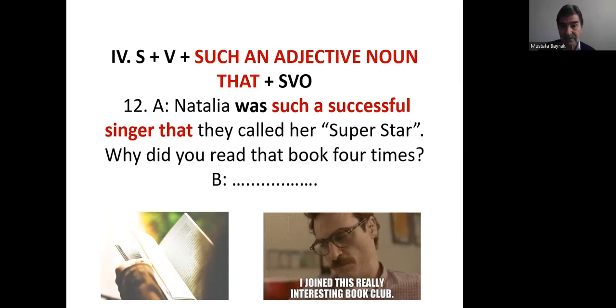Oh, here is a gift. What does it say? I joined this really interesting book club. Yes, all the books are in that book club. Interesting. So why did he join this club? The club was such an interesting book club that he joined it. It was such an interesting book club that that young man joined it.